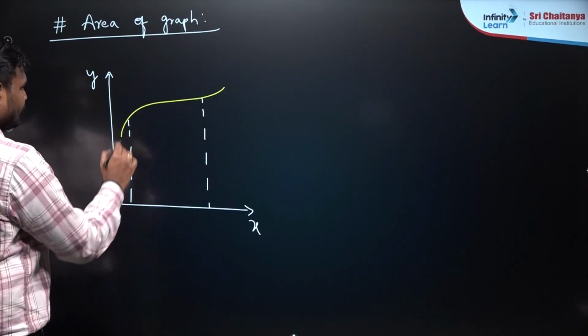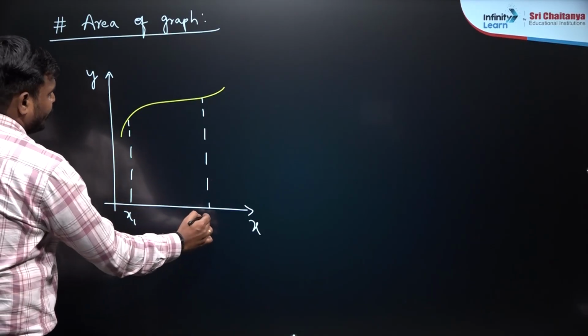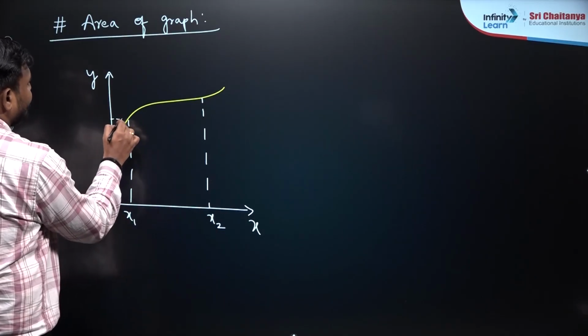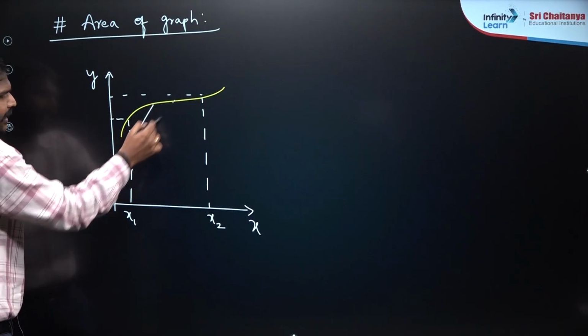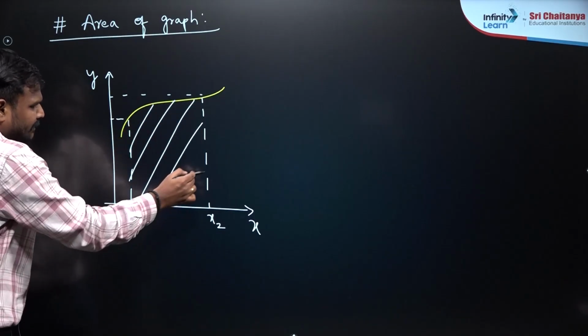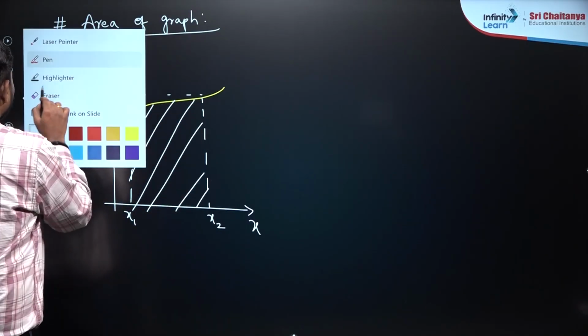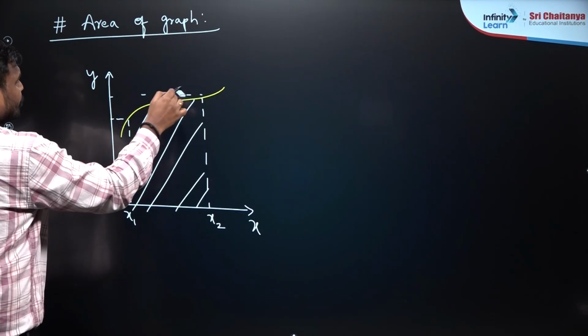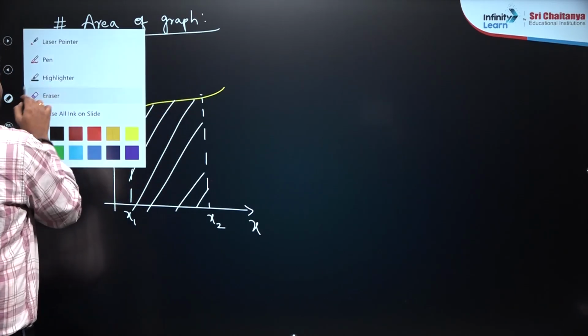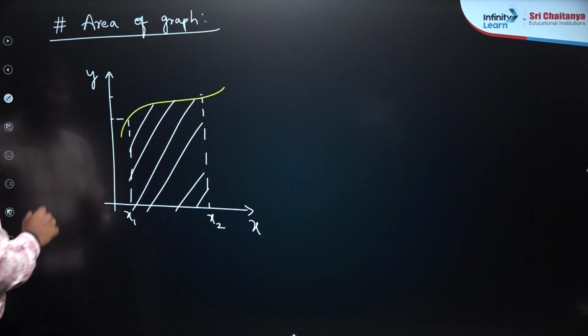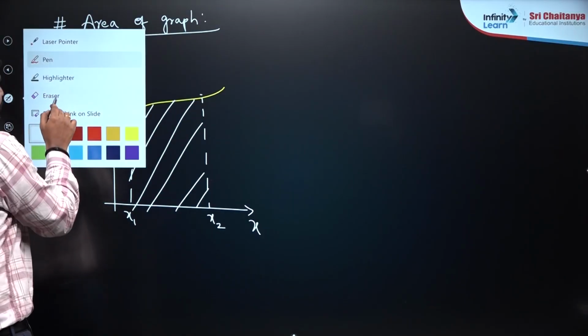So let us say they are asking us to find the area enclosed by this particular graph between x1 and x2. So this shaded region, they are asking us to find area. Is that clear? They are asking us to find the area of the shaded region. Now, how to find the area of this shaded region is interesting.